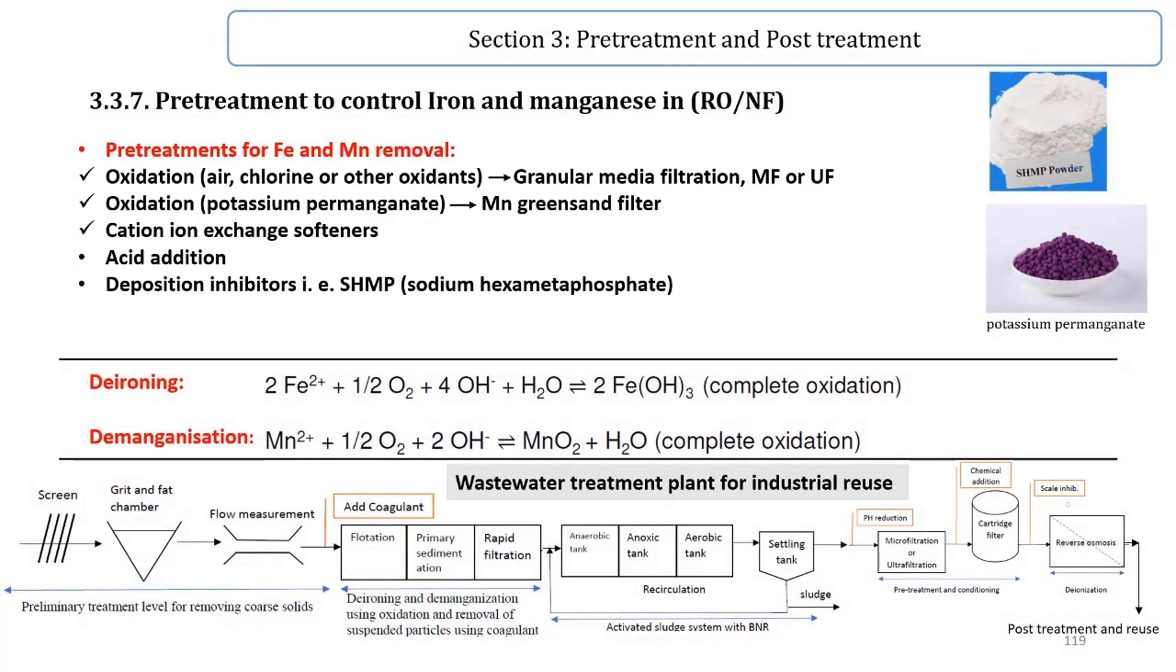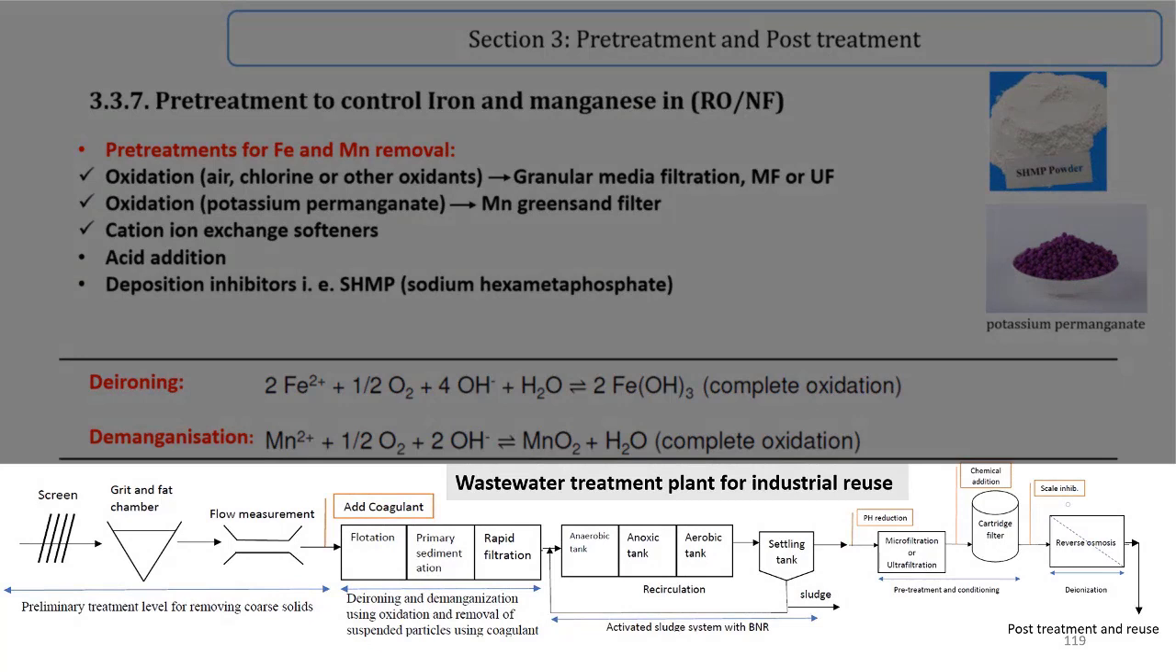In this reclamation plan that is recommended for industrial reuse, you can see de-ironing and demanganization in the chain. First, oxidation is accomplished in the flotation process. Then, using a filtration process, oxidized iron and manganese are removed.